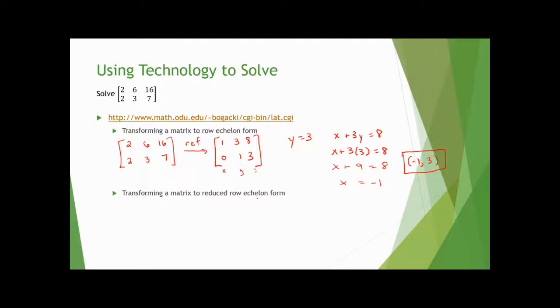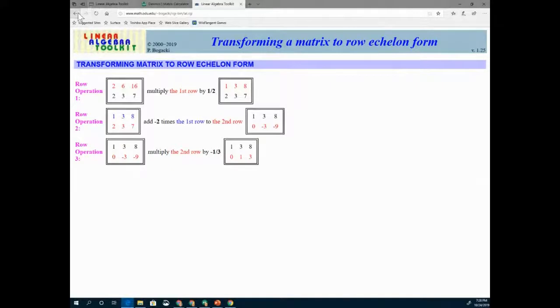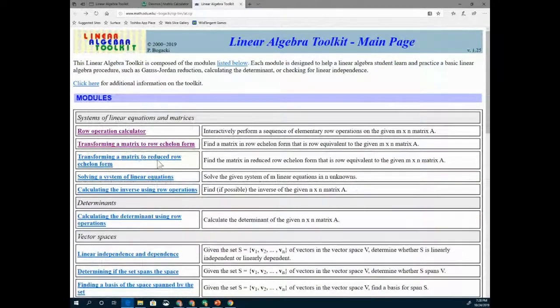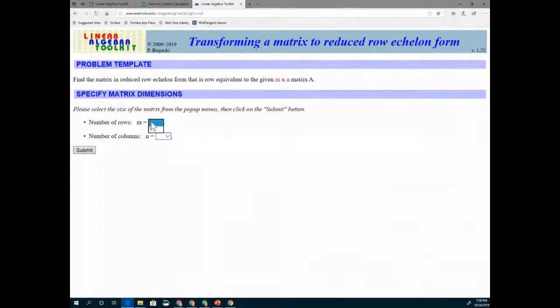Now, if you're going to use reduced row echelon form, again, you start with your system. The abbreviation for reduced row echelon form is literally RREF, it's just the first letters. So now I'm going to go back to that website. I have to hit the back button enough times. And now we're going to do the reduced row echelon form here.